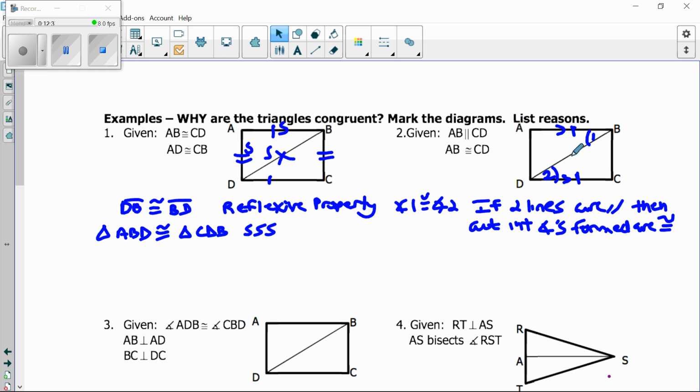And then lastly, I only have 2 pieces. I need a third, and it's the same picture as number 1, so we know we have an overlap. So this time we'll do it right the first time. DB is congruent to BD, and that's because of the reflexive property.